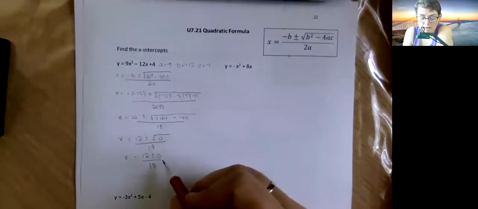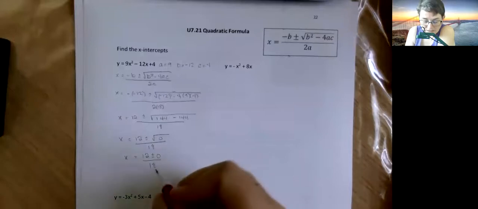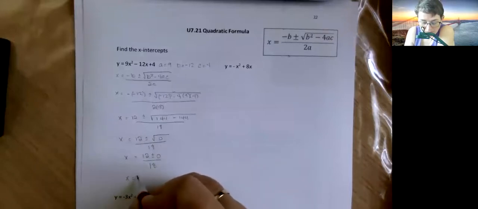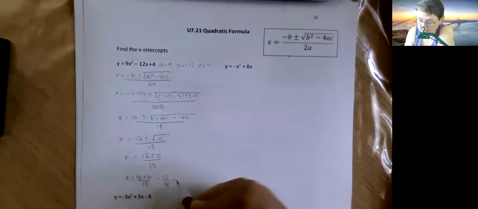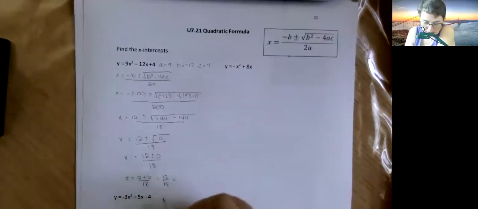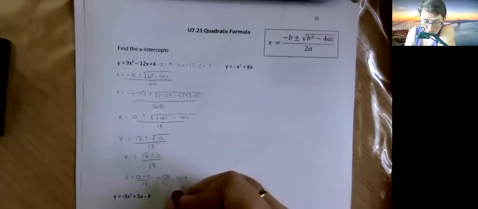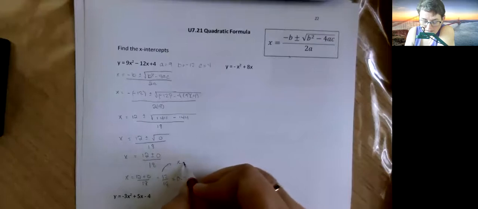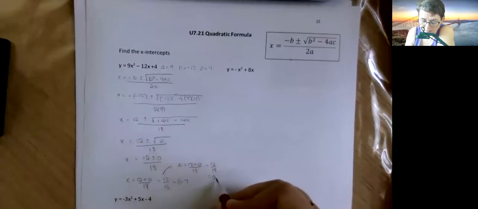This is one of those things where you get, you know what? I'm not going to tell you what you get. Let's just finish it off. So x is equal to 12 plus 0 over 18, right? We're doing our split. And that's going to be 12 over 18. 12 divided by 18 would be 0.67, so 0.7. Okay, again, that's rounded. Or x is equal to 12 minus 0 over 18, which means 12 over 18, which means 0.7.